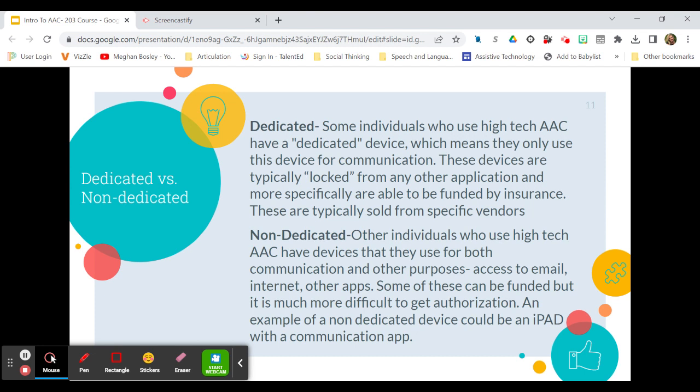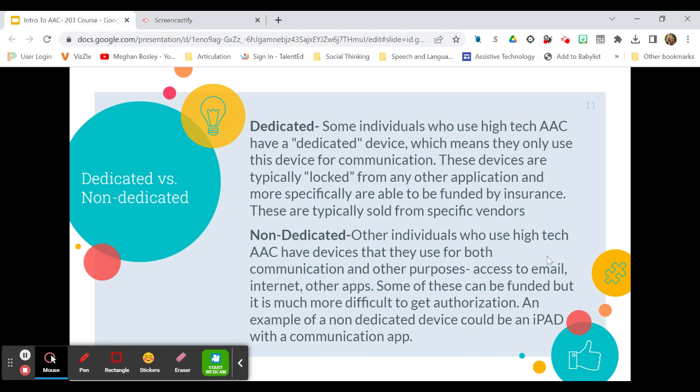And that's important to know because a lot of these dedicated devices can range from $5,000 to $20,000. Obviously, that depends on what features the system needs. If it needs eye gaze and a lot of other high tech stuff, then it's going to be very pricey. But some of the lower ones still range about $5,000. And I'll talk about what some of those look like.